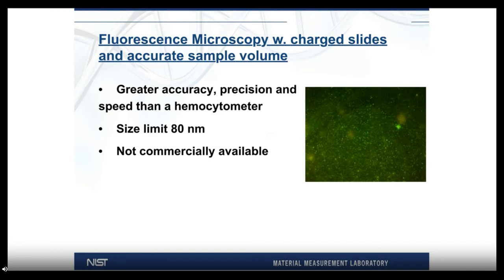And then the last technique that we're looking at to this point is a type of fluorescence microscopy where we use charged slides so that the beads or particles stick to the slides, combined with a more accurate way to do sample volume determinations. And this is similar to the way you would use a hemocytometer, but it gives greater accuracy, precision, and speed. And the size limit here is about 80 nanometers. We have one at NIST, but it's not commercially available.